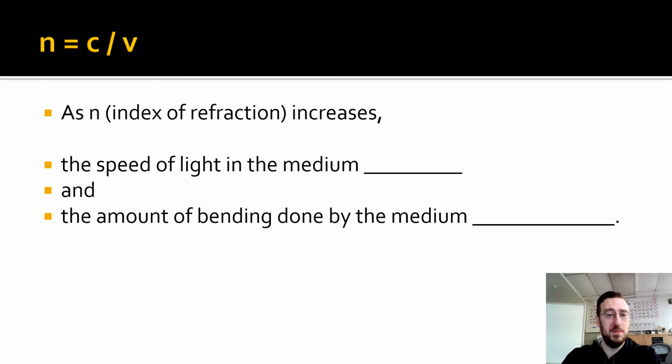There's another equation that we won't use very much, but it's good to mention: N equals C over V. Remember, C means the speed of light. So index of refraction is the speed of light in a vacuum, 3 times 10 to the 8th meters per second, divided by the speed of light inside that material. So the slower V is, the greater the value of N, which just means the substance is slowing light down more. As N increases, the speed of light in that substance decreases, and there's more bending, more refraction.